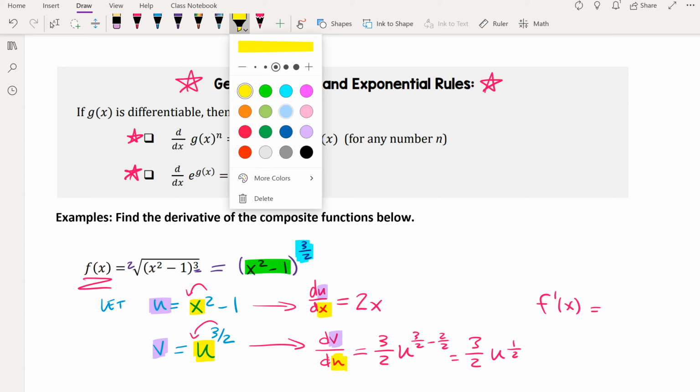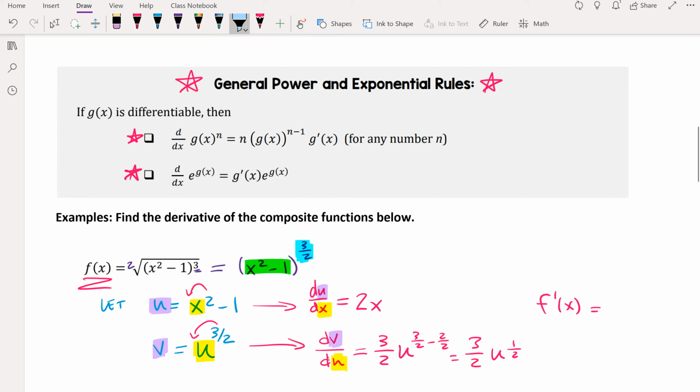So you're going to take this and multiply this. That's your derivative. Now, the first thing we need to do, before we multiply those, is plug back in for u. We do not want u in our answer. See this u? What was u again? We called u this thing, x squared minus 1. So let's plug that back in.